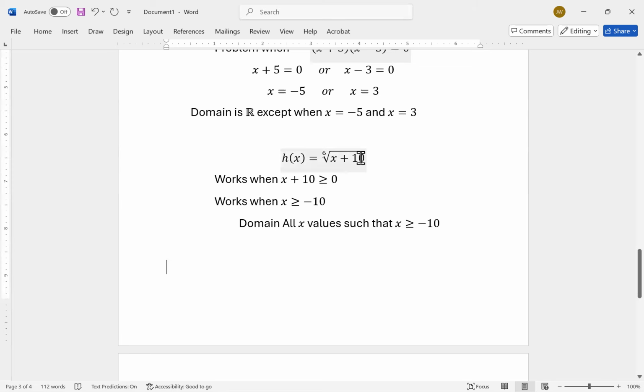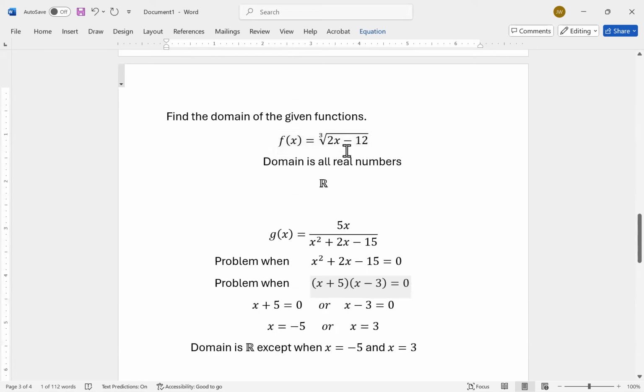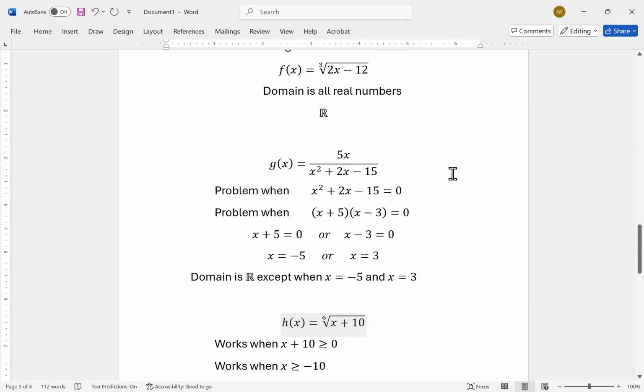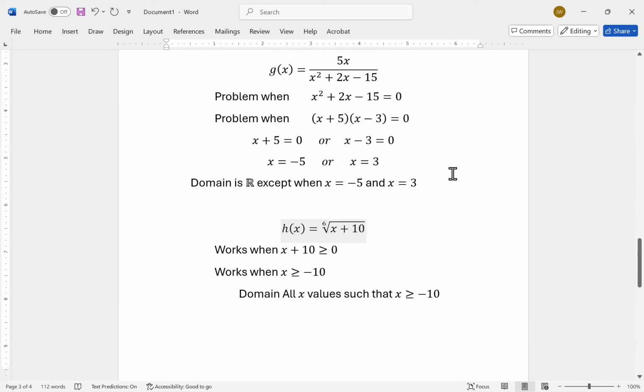Again, even roots like a square root, a fourth root, and a sixth root, we can't have negatives underneath. Odd roots like a third root, a fifth root, a seventh root, those I can have negatives underneath. Be careful about that. But there you go. That's how we can find the domain using some algebraic know-how.